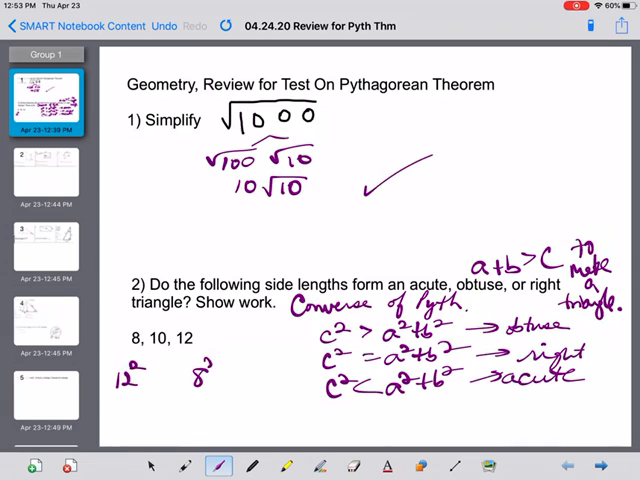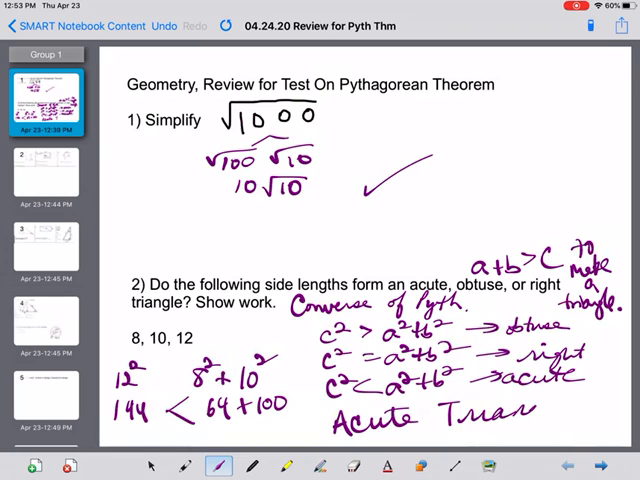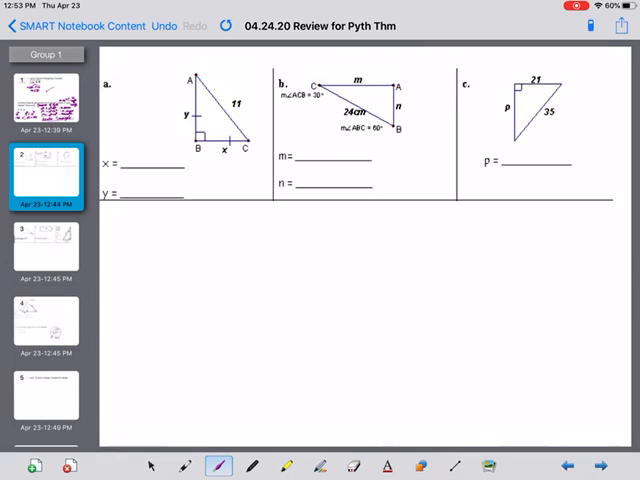So we have 12 squared, and we want to know how does that compare to 8 squared plus 10 squared. So 144, and then we have 64 plus 100 is 164. So this will be an acute triangle. Number 2. Remember, pause the video, try them before hearing the explanations.